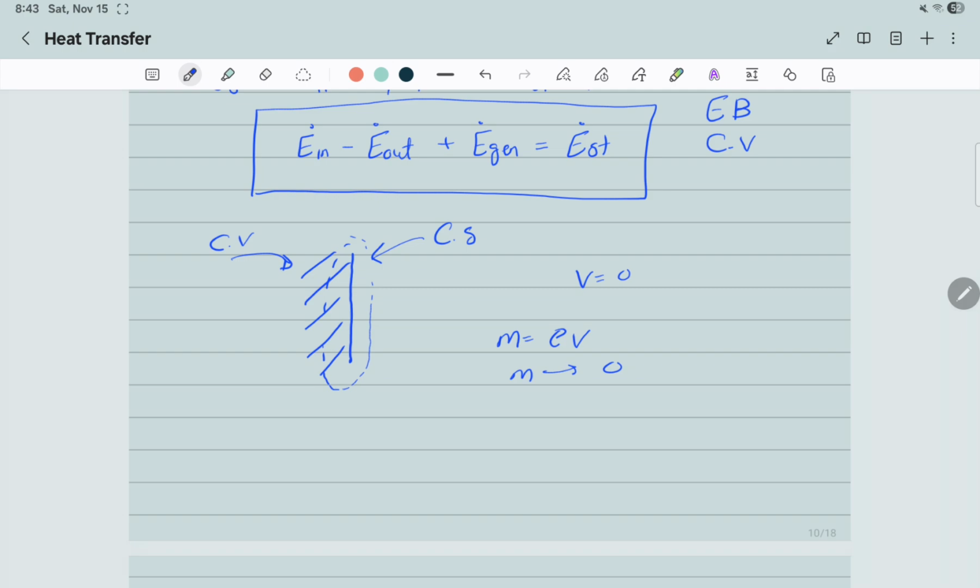Now, if the mass is zero, we know that the energy stored will equal m c_p delta T. So if mass is 0, the energy stored itself will be 0. Also, if the mass or the volume is 0, there won't be any area or place for energy to be generated. Therefore, energy generated is also 0.